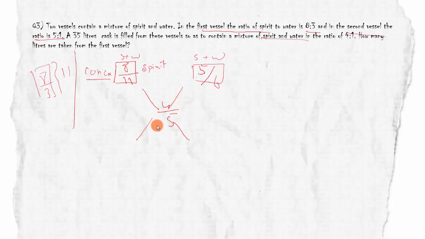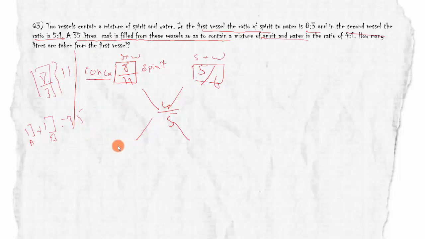And what was the total quantity that we got after mixing A and B? Some liters of A and some liters of B. We got 35 liters. It says a 35 liter cask is filled from the vessels so as to contain a mixture of spirit and water. How many liters are taken from the first vessel?